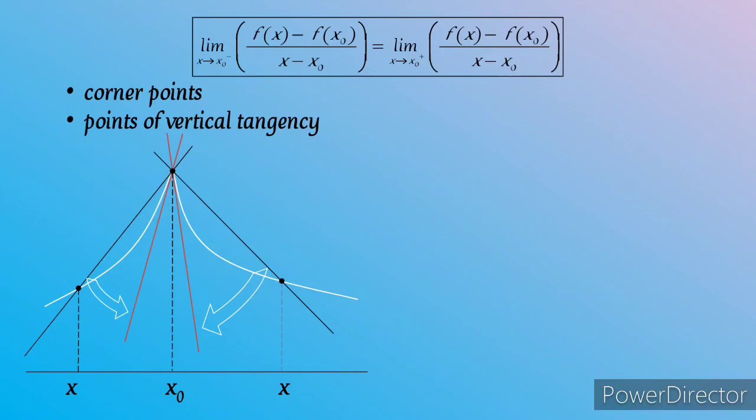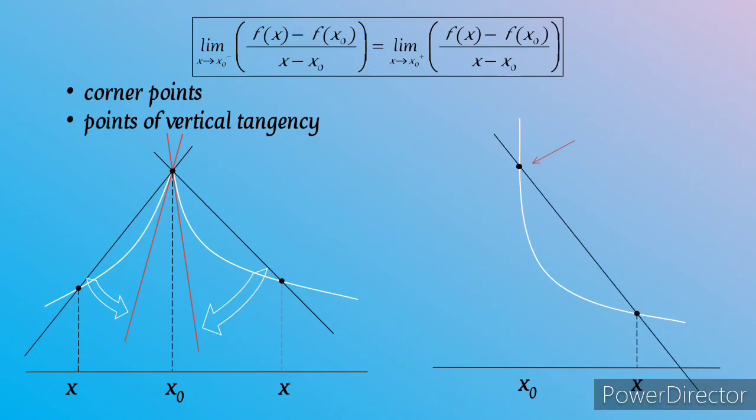For the second case, we consider a different curve. Suppose we want to find the slope of the curve at this point. As before, we consider another point, and draw the secant line passing through them. In this case, the tangent at x0 is a vertical line, whose slope is plus infinity or minus infinity, approaching from the left or from the right. Hence, again we say that the slope at the point of vertical tangency does not exist. Thank you.